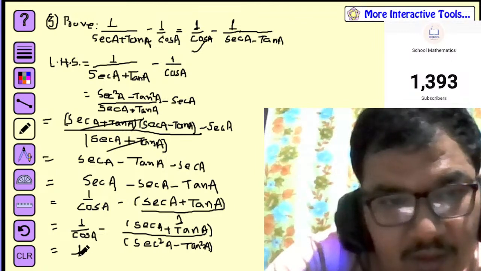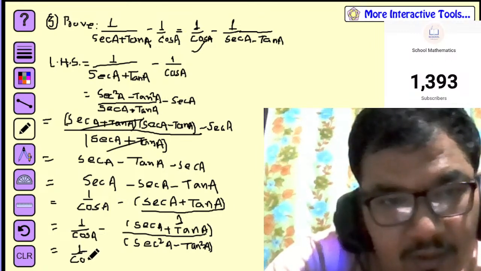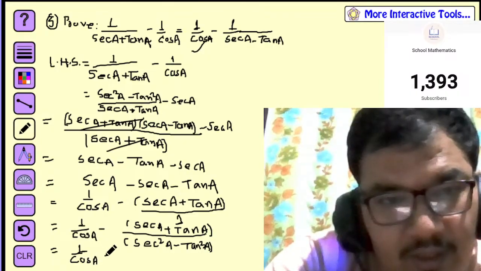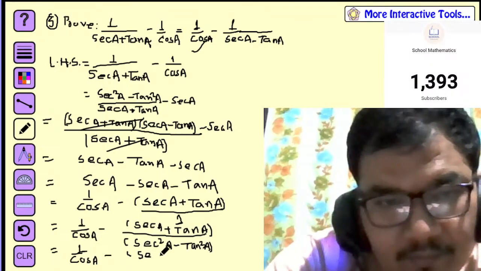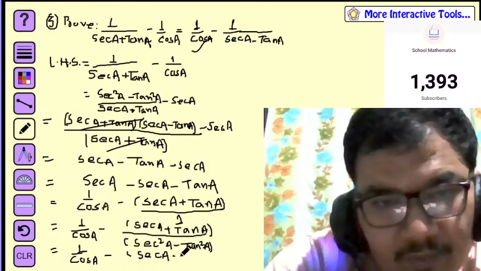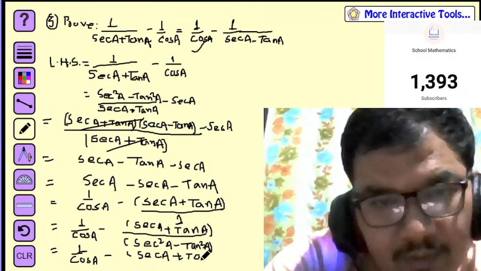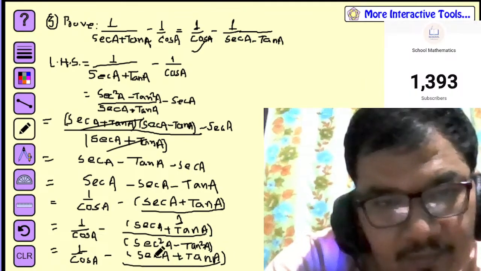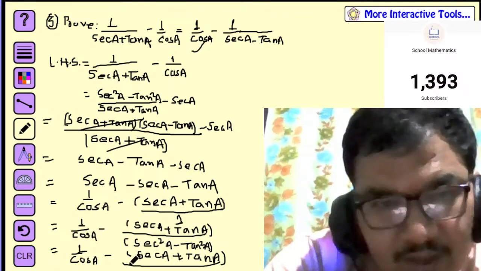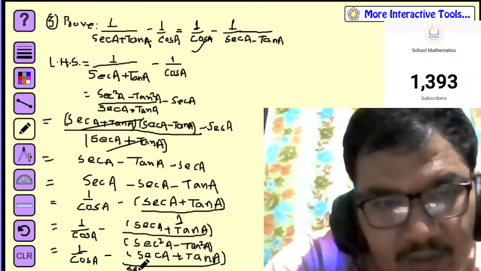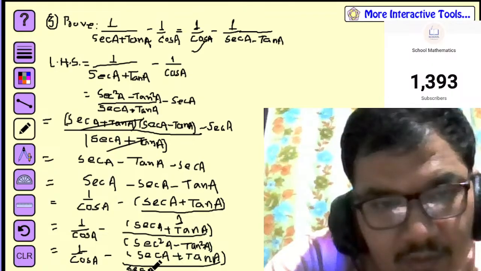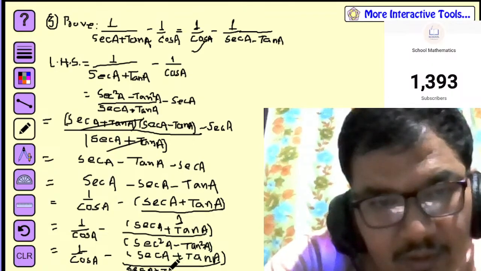Only 1 by cos A is here. Right, 1 by cos A. And this one, look here, here will be sec A plus tan A. Sec A plus tan A right here. And down there, sec square minus tan square, we have to write there one is sec A plus tan A and another is sec A minus tan A. Sec A plus tan A first.